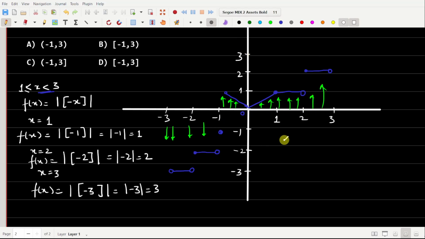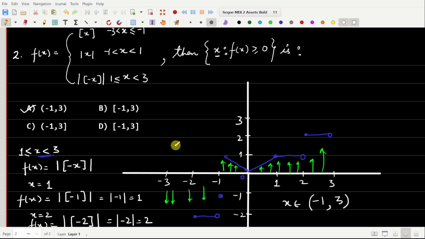So that means my answer is x belongs to -1, which is again not included, because -1 is not included. At -1 it is 1 over here, right? At -1 it is -1 here, and here they have not included it, so -1 is not included, whereas 3 is also not included. So -1 to 3 is the answer. So A is the answer. The question is not difficult. The point is that you have to just take care while plotting, while making the graph, and while finding out all the values of x for which f(x) is greater than or equal to 0.